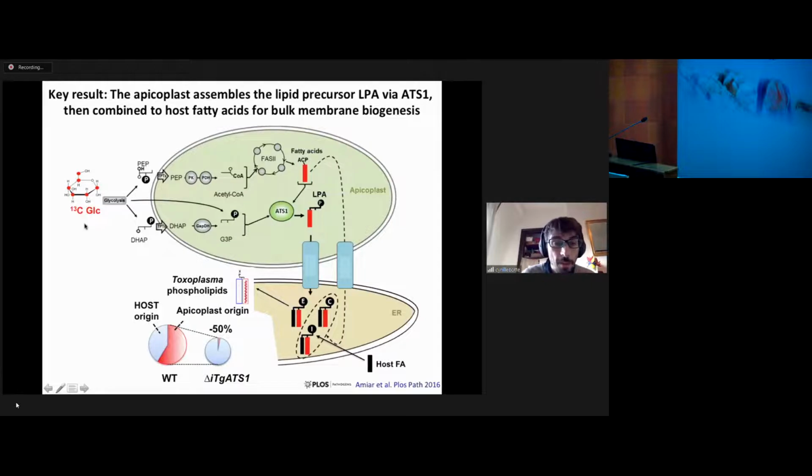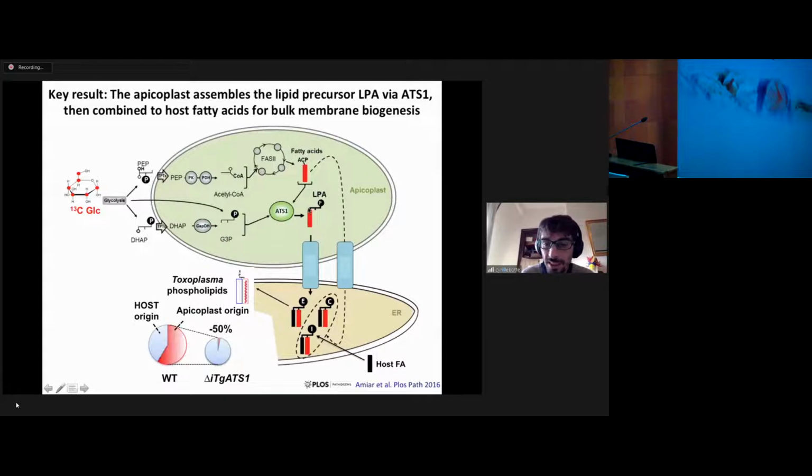where the parasite is capable of taking the host glucose, forming acetyl-CoA via the glycolytic pathway, importing PEP into the apicoplast, making fatty acids, and these fatty acids can be incorporated by ATS1 to form lysophosphatidic acid.